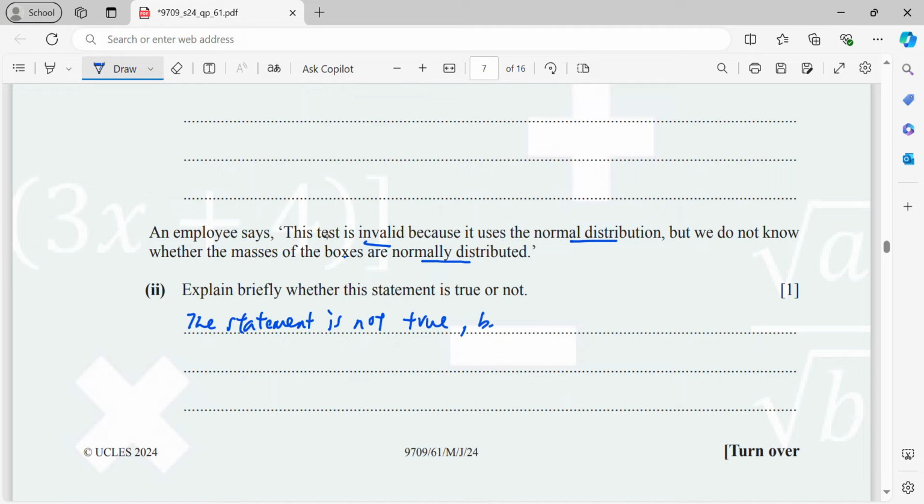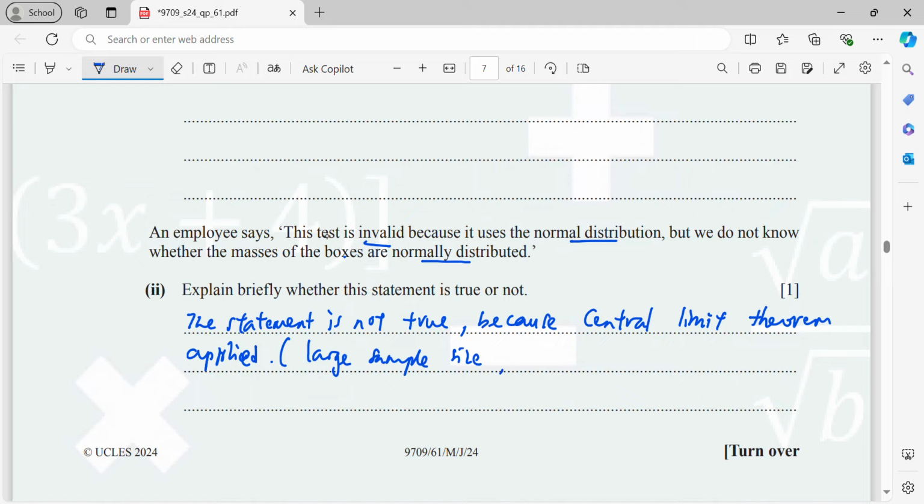Okay, because the central limit theorem applies here. The central limit theorem basically means that a large sample size is hence approximately normally distributed. Okay, so done for part 2.